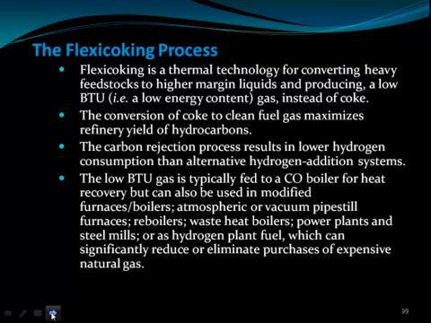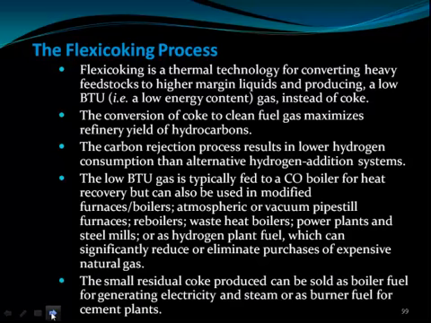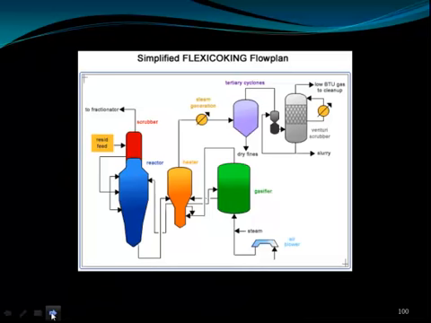Atmospheric vacuum pipe still furnaces, reboilers, waste heat boilers, power plants and steam mills, or as hydrogen plant fuel, which can significantly reduce or eliminate purchases of expensive natural gas. The small residual coke produced can be sold as boiler fuel for generating electricity and steam, or as a burner fuel for the cement plants.